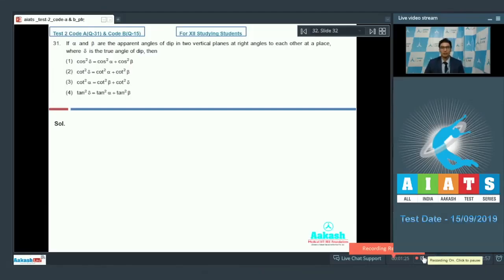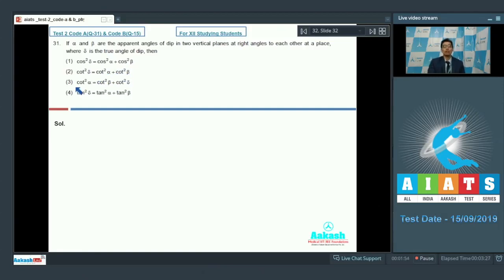Dear students, question number 31 says that if alpha and beta are the apparent angles of dip in two vertical planes at right angles to each other at a place where delta is the true angle of dip, then the four options are given. First is cos square delta is equal to cos square alpha plus cos square beta. Second option, cot square delta is equal to cot square alpha plus cot square beta.